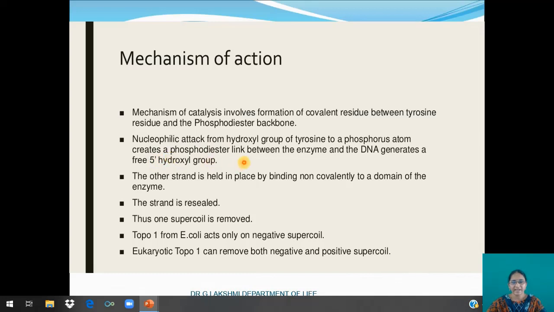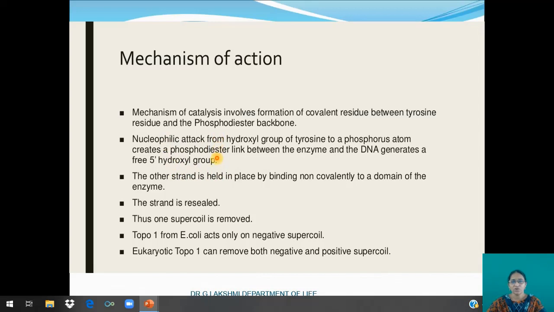The nucleophilic attack from the hydroxyl group of tyrosine to a phosphorus atom creates a phosphodiester link. So the enzyme forms a link between the phosphodiester backbone and the tyrosine. Tyrosine has a hydroxyl group which attacks the phosphorus group and creates the linkage between the phosphodiester bonds. This generates a free hydroxyl group.